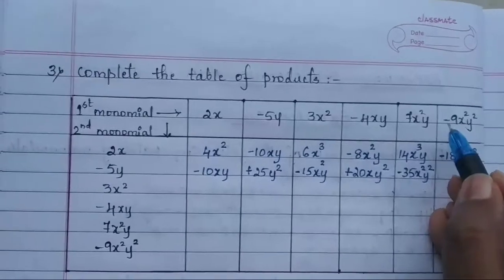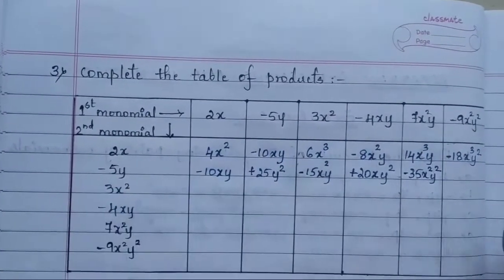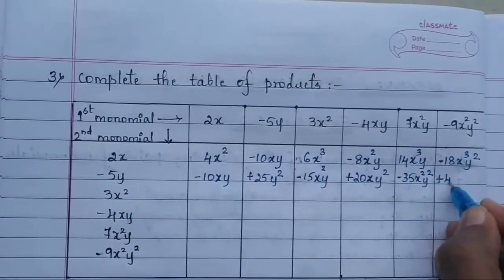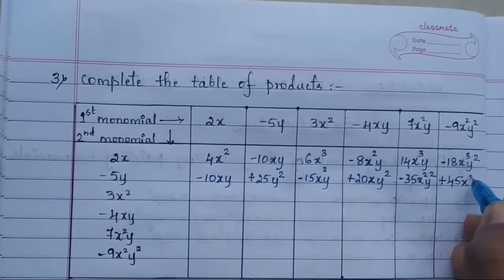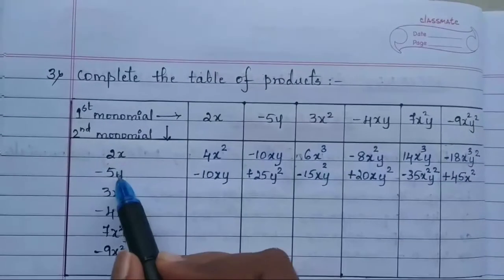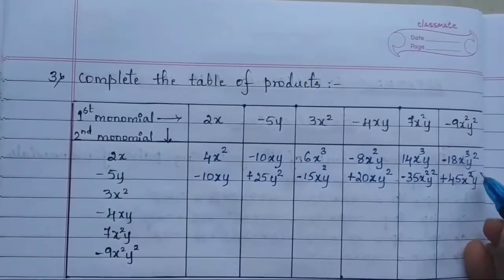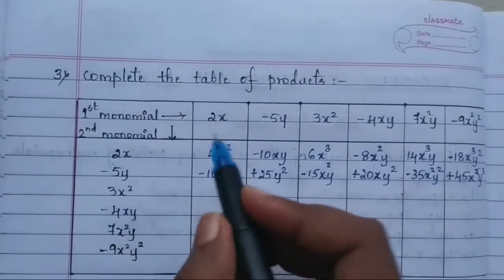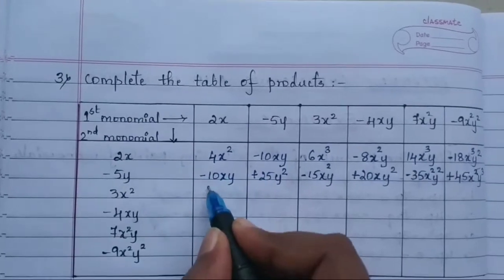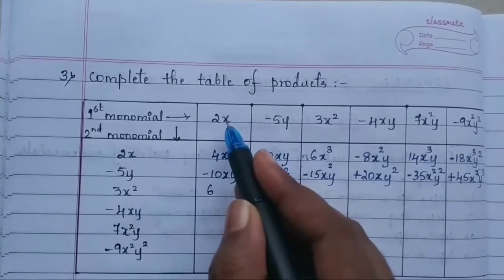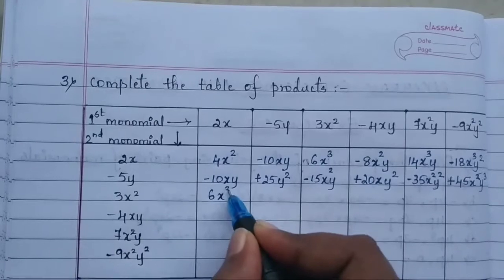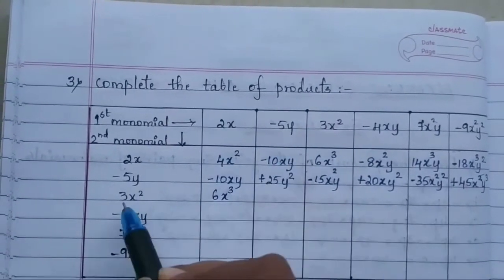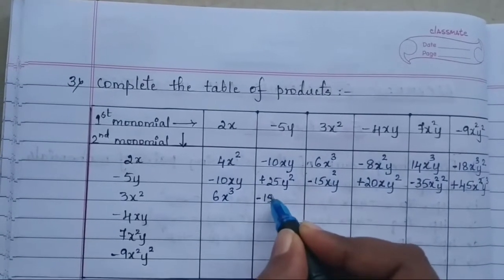Okay, then minus 9 and minus 5. So minus into minus will become plus. 9 5s are 45 we are having. X square will be as it is. Here y square and y is present. So it will become y cube. Okay. Next. So 3x square and 2x. 3 2s are 6. And x square into x will become x cube. Okay. Then minus 5 and 3. Minus 5 into 3. Minus 5 3s are 15.